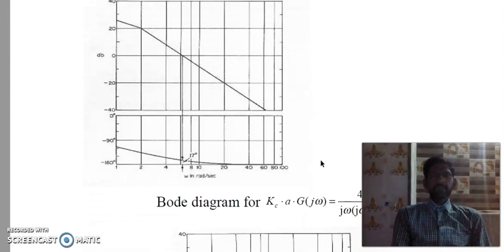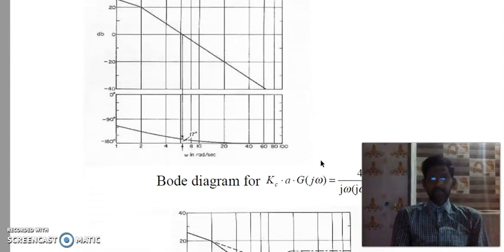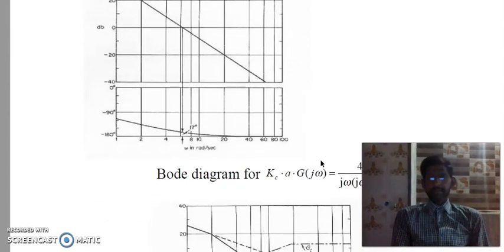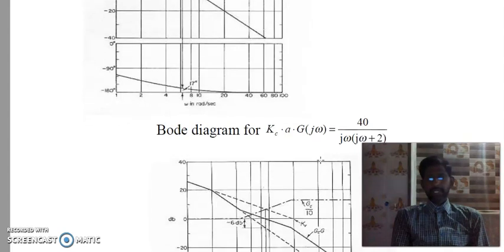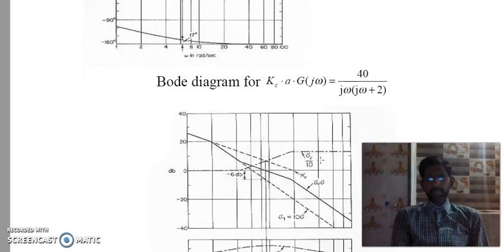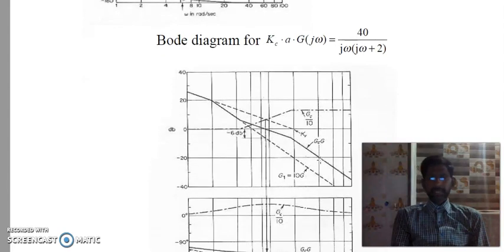This is the Bode diagram for the above problem. Bode diagram for Kc alpha G of j omega equal to 40 divided by j omega into (j omega plus 2).